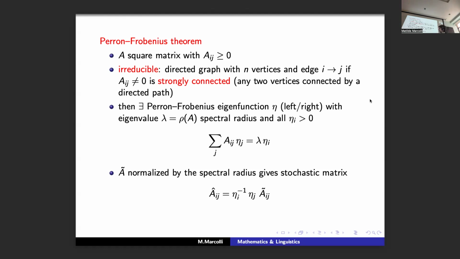And you know that the spectral radius is the top eigenvalue, and a priori there could be other eigenvalues on the same circle, but it is positive, and it has an eigenfunction that has all the coefficients strictly positive. And so you can normalize by the Perron-Frobenius eigenvalue, and you can rescale the matrix by the Perron-Frobenius eigenfunction, and then you get something that is a stochastic matrix.